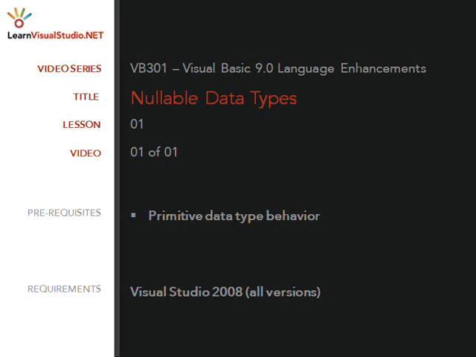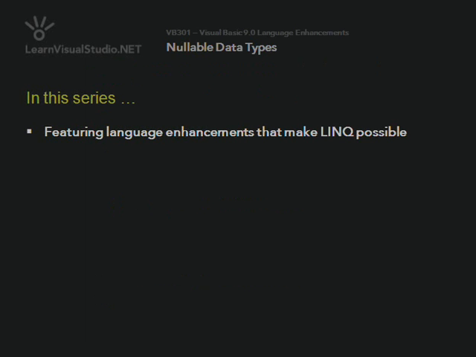Welcome to this new series detailing the language improvements to Visual Basic 9. The largest improvement to Visual Basic in the latest version is without a doubt LINQ, and most of the improvements to the language were to enable LINQ to work its magic.